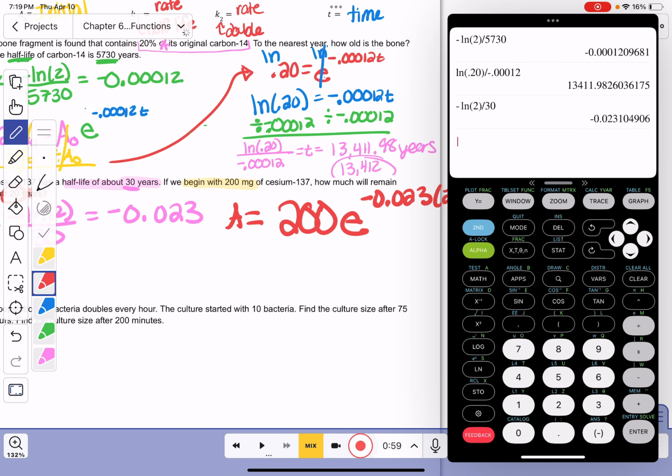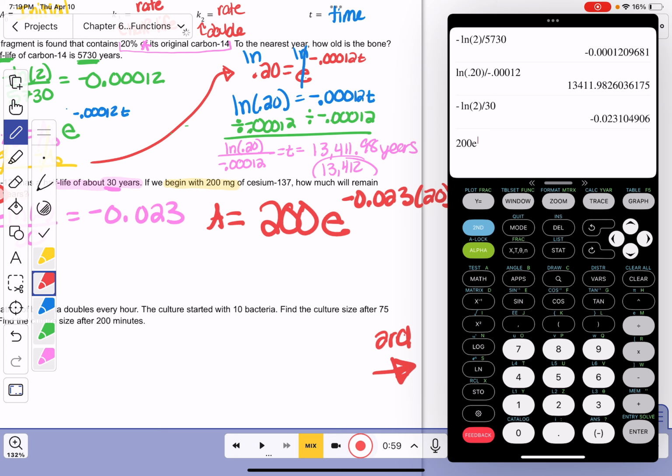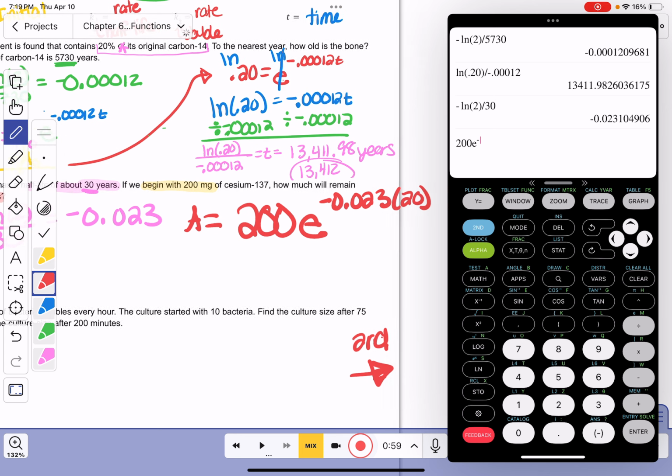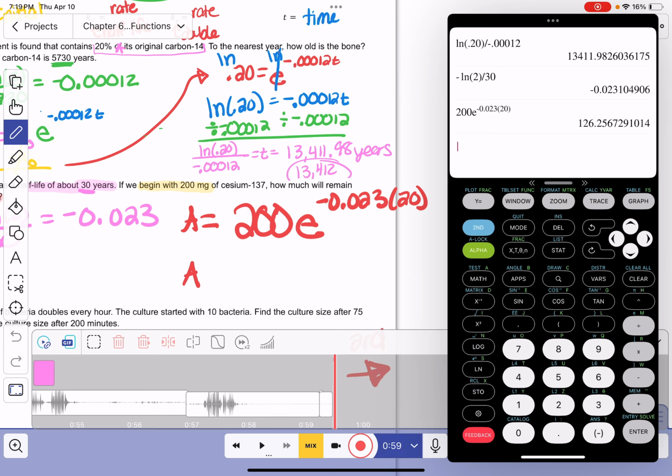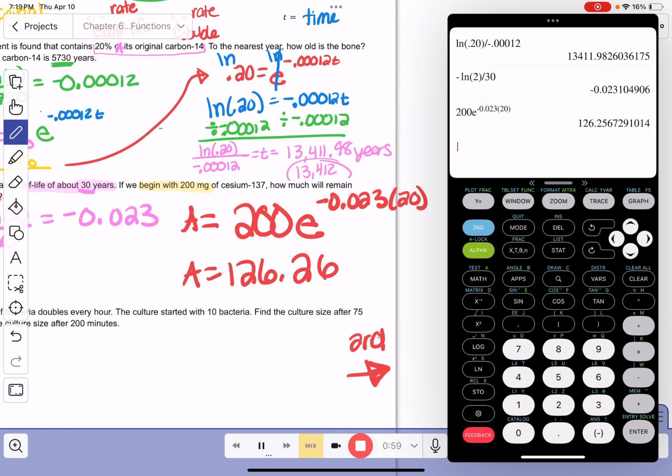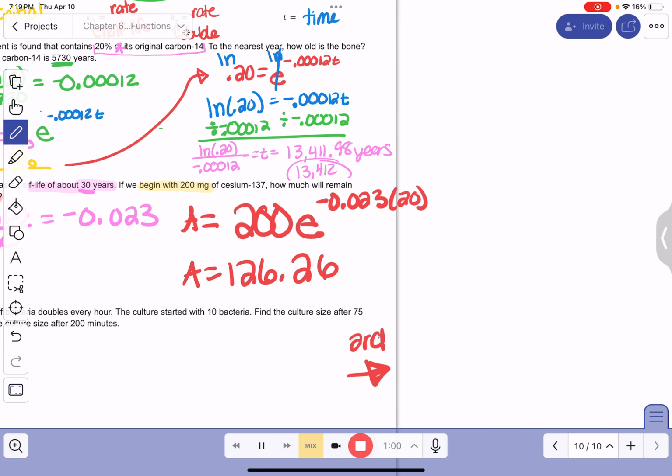So we type 200. And then don't forget to get the E, you're going to hit second, which is the blue button, ln. And then you can type your exponent. So negative 0.023 parentheses 20. So that gives us 126.26 milligrams, because that's what we started talking about.